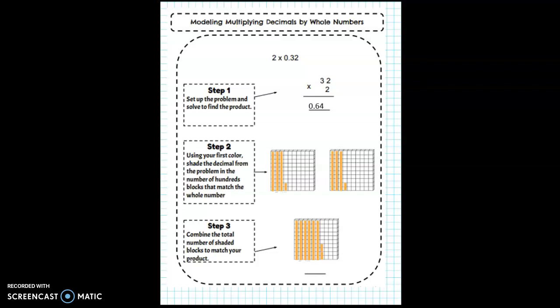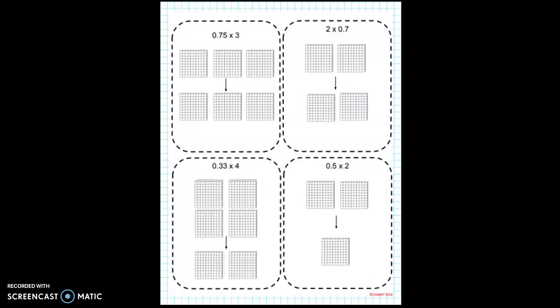Let's look at the next 4 examples. 75 hundredths times 3. This means we need to color 75 out of 100 on each of the first 3 blocks. Then combine those onto the blocks below. 75, 75, and 75. This means that we will have 2 full blocks and some on the third.